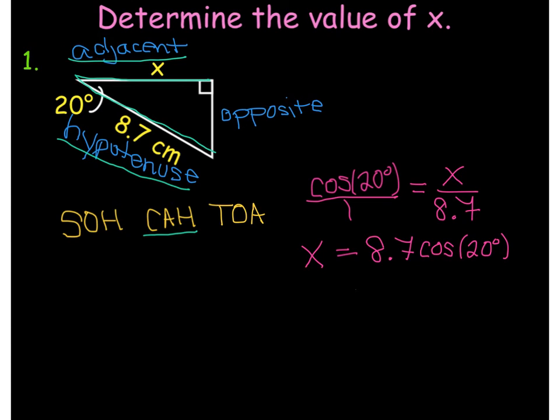Now the beauty of this equation is x is already by itself, so we are ready to go ahead and put this whole thing in the calculator. But before you do that, make sure that your calculator is in degrees. And if it's not, then go ahead and clear the memory of your calculator so that it's in degrees. And you're just going to push in your calculator 8.7 and then times and then cosine of 20 degrees. And then you're going to hit equals. And when you do that, you should get x is approximately 8 and 18/100ths.